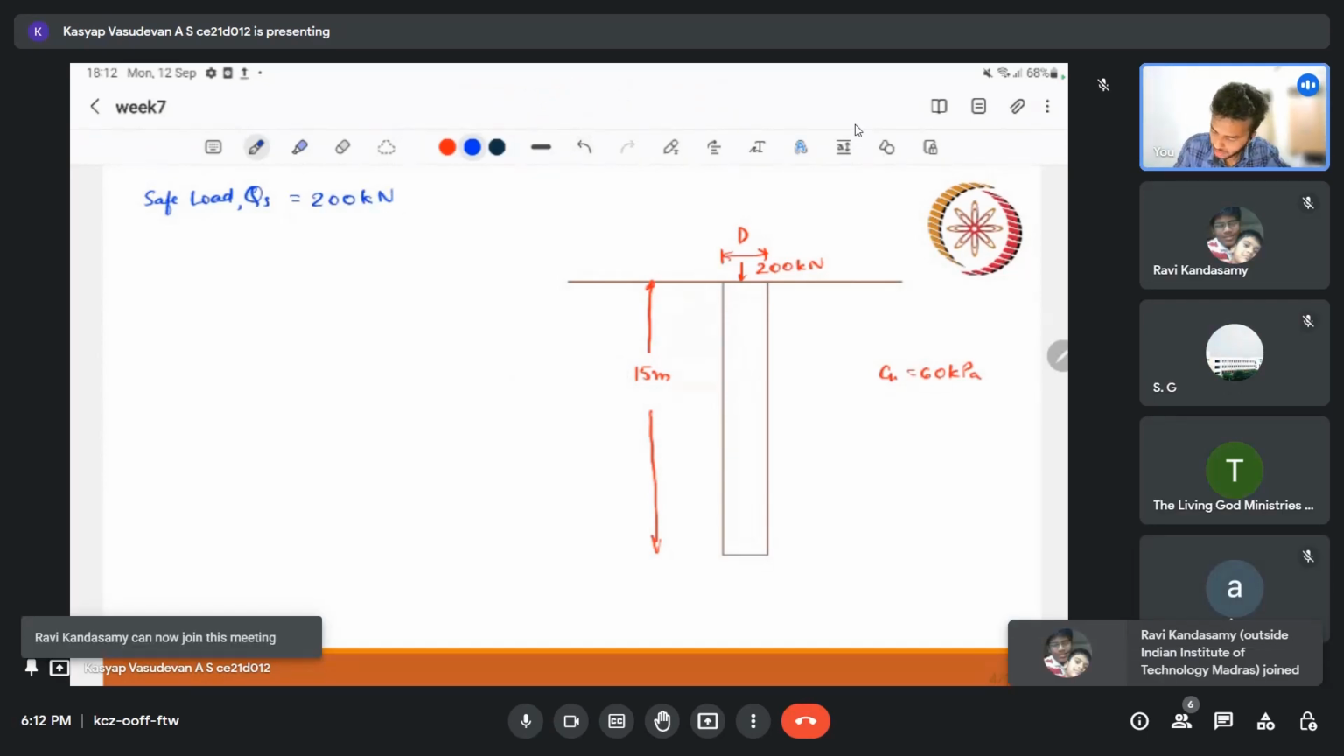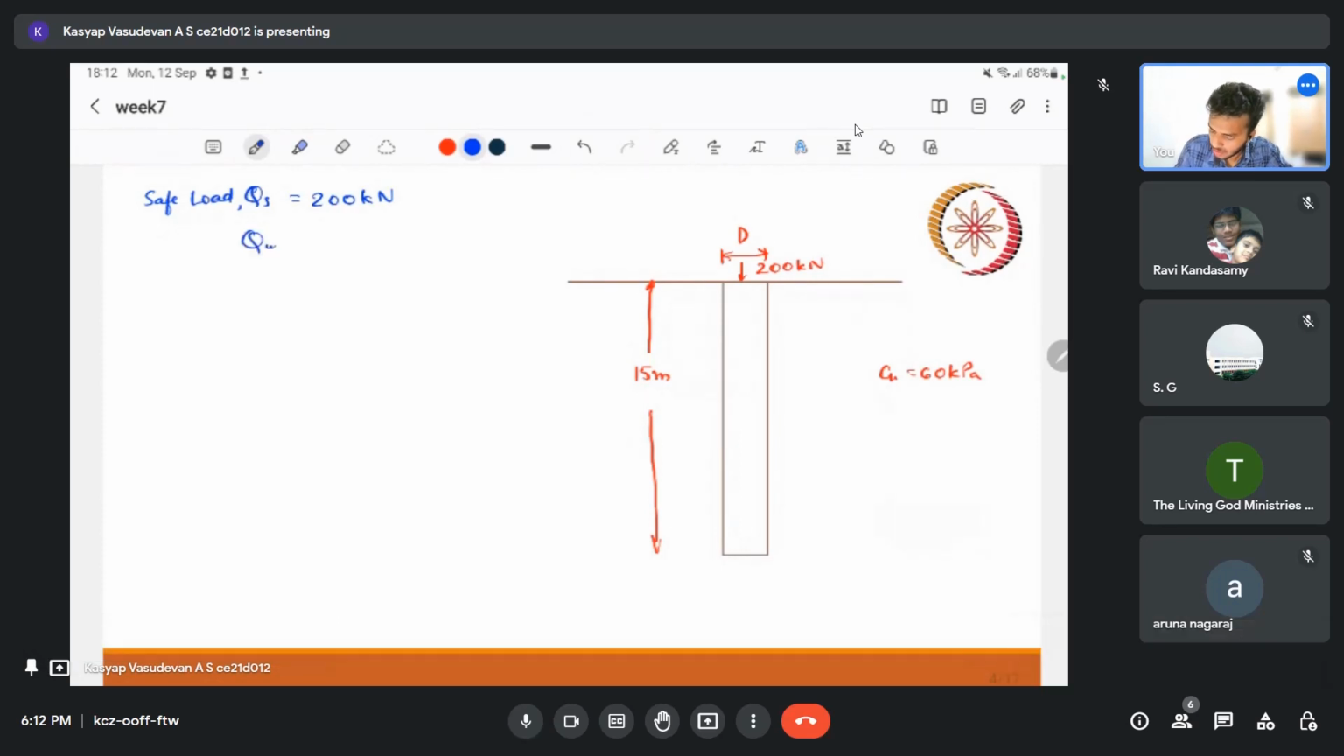The design load that we are trying to achieve, the ultimate load that we need, is obtained by multiplying with a factor of safety. Generally we take 2.5 as the factor of safety here. So we can take 2.5 times 200, that is 500 kilonewton. So it is better to write 500 here.